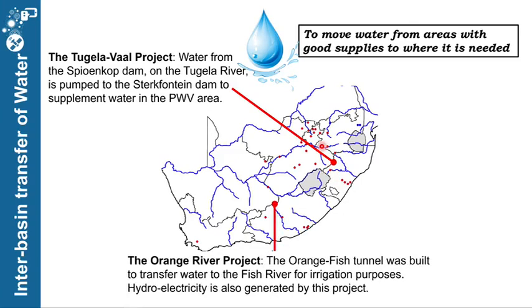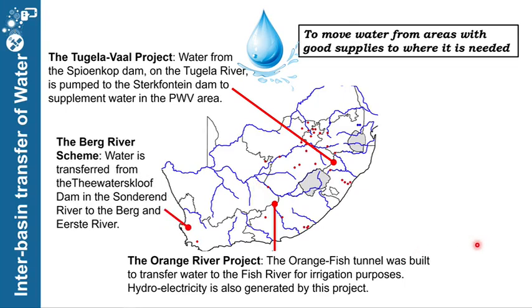We've got the Orange River project here. The Orange-Fish Tunnel, it's about in that area, was built to transfer water from the Orange River to the Fish River for irrigation purposes. And also hydroelectricity is generated in this project. Then we've got the Berg River scheme.